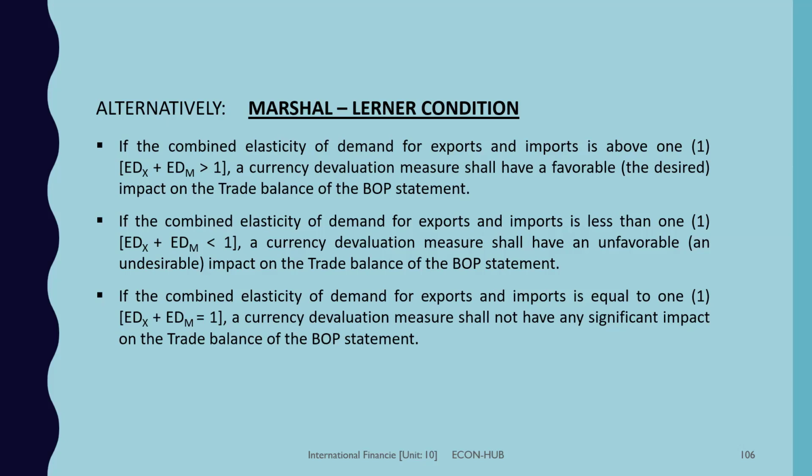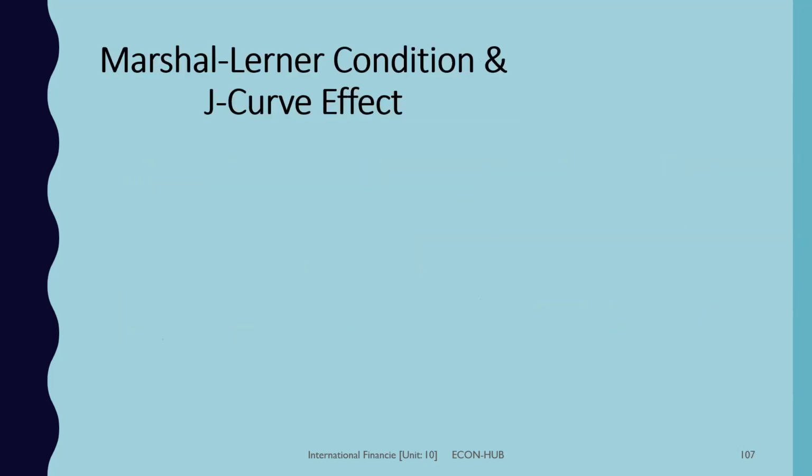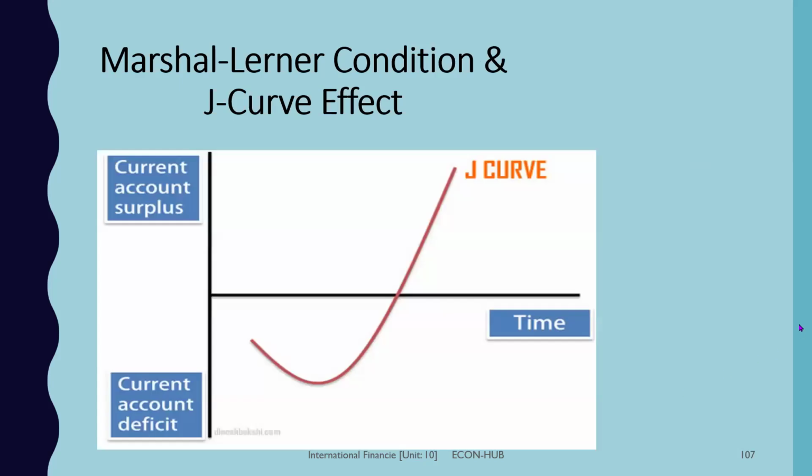Right. So that's how we look at the Marshall-Lerner condition. So 6 determinants, that is one approach. Marshall-Lerner condition is another approach. Connected with this, sometimes we talk about a concept called the J-curve effect. So the J-curve comes along with the Marshall-Lerner condition.